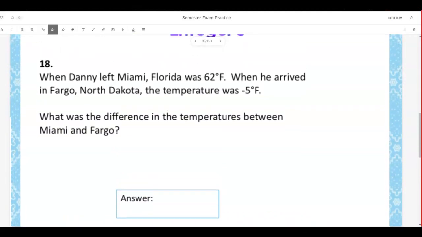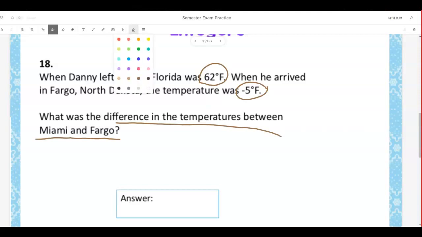Okay, back to integers. When Danny left Miami, Florida, it was 62 degrees. When he arrived in Fargo, North Dakota, the temperature was 5 below 0. What was the difference of temperatures between Miami and Fargo? All right, so more than one way to do this.